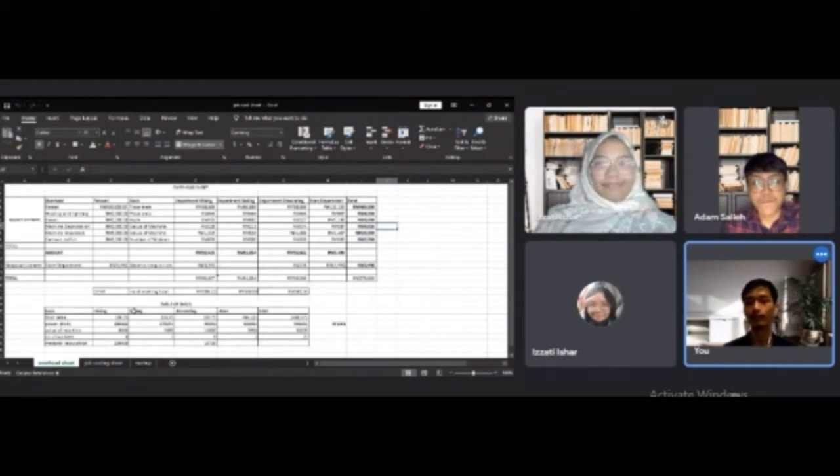So I will explain about the overhead sheet. Our business has 4 departments, which is 3 production departments and 1 non-production department, which is the store department.